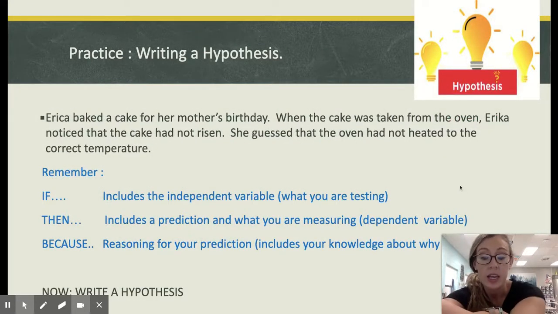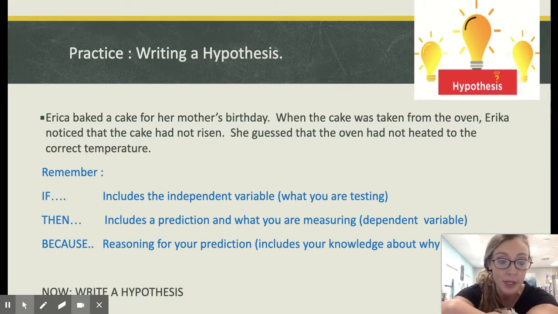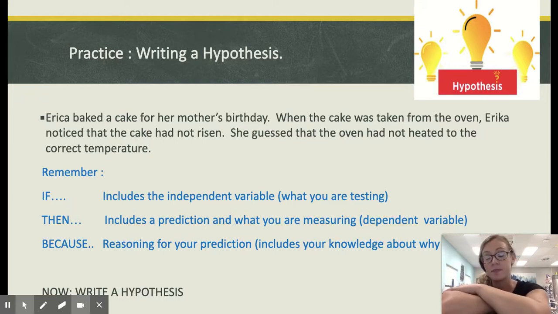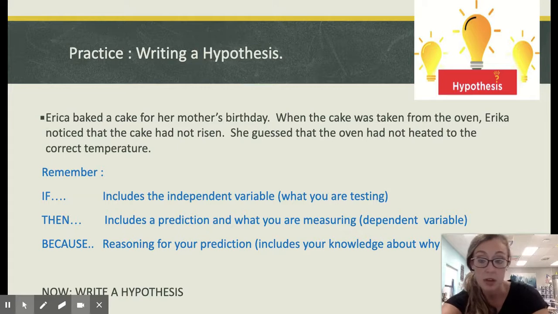So if I put the cake in the correct temperature oven, then my cake will rise because it makes the chemical reactions go, or it makes the yeast active, or something along those lines, okay?